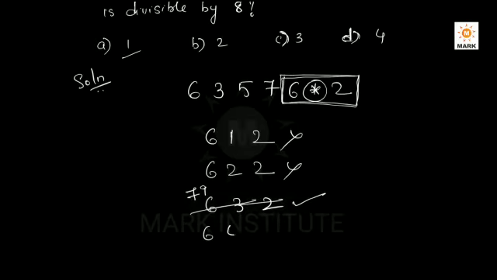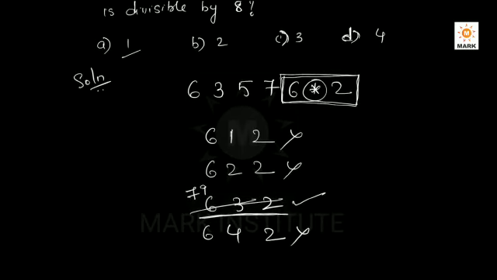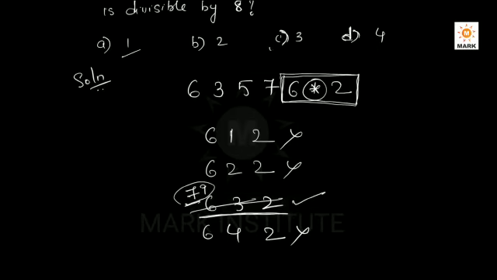If I put 4 here, 642. Clearly 642 is also not divisible by 8. So 632 is the only number that is divisible by 8, which goes 79 times. We got the quotient here also, 79 times. So clearly I can say 3 should be in the place of that star so that the entire number is exactly divisible by 8.